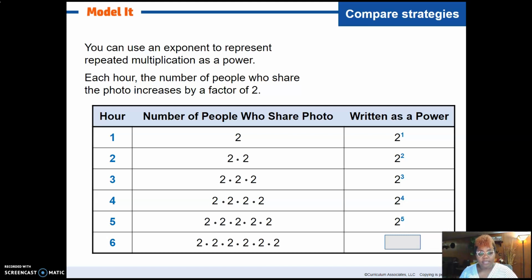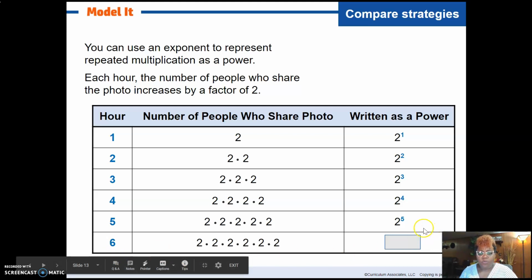And on the next Nearpod slide, you are going to answer that question. For hour 6, how can we write that as a power? Here it is written out in repeated multiplication. But then how do we write that in the form of a power? Remember, you need to have a base and you need to have an exponent.